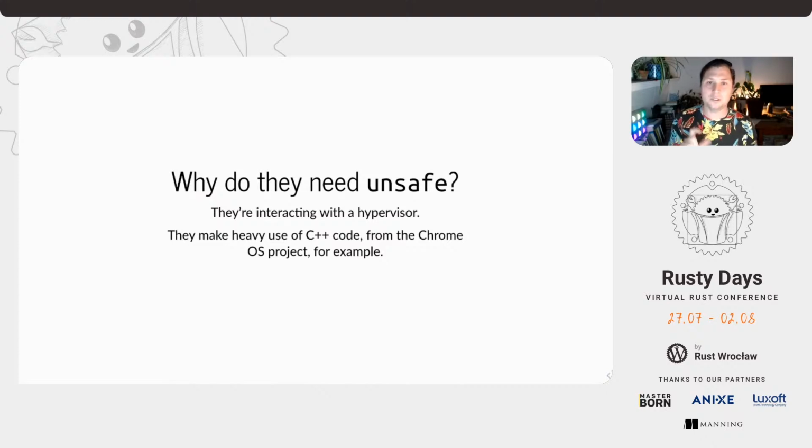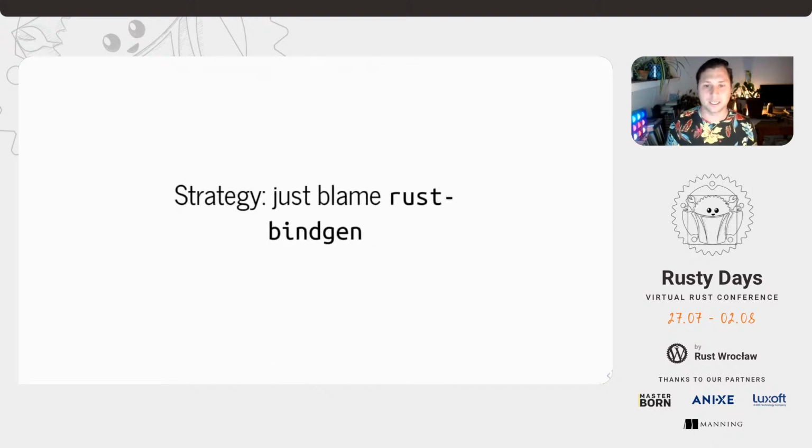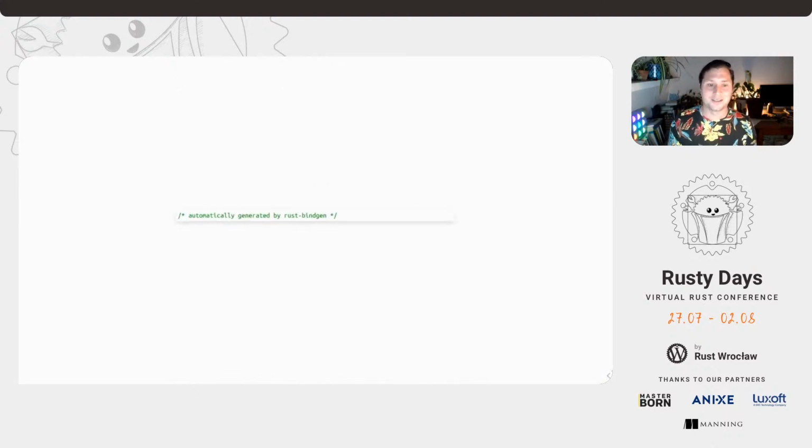And they also use a lot of Chrome OS inside their own project. And so they've actually got a lot of code generation. And so their strategy, and I don't mean to blame them, is that it's automatic code that includes unsafe. So there's just a comment saying that this is automatically generated. That's their strategy for a lot of their users. Just a comment saying, I don't know why this is safe.